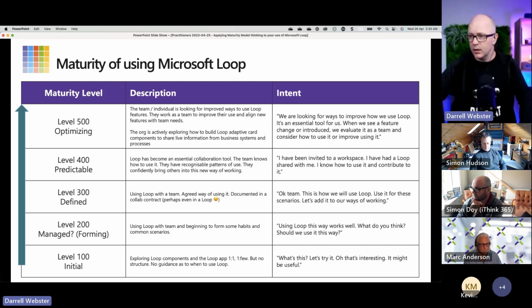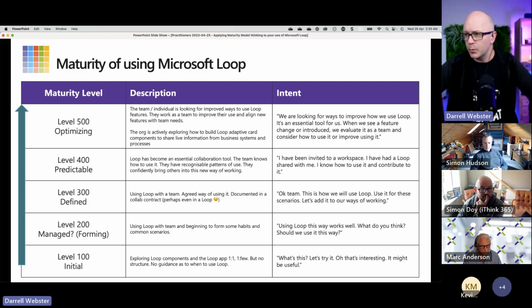Defined within the Loop team, or using Loop with a team, we kind of agree on a way of working and using it. We're maybe even documenting how we do that, perhaps even using Loop. So we might have a workspace within the Loop app, or a space where we have our ways of working that we've defined in our team, and we're starting to land on some things that work for us. Okay, team, this is how we use Loop. We are using it for these scenarios, and we're exploring some more. Let's add to our ways of working.